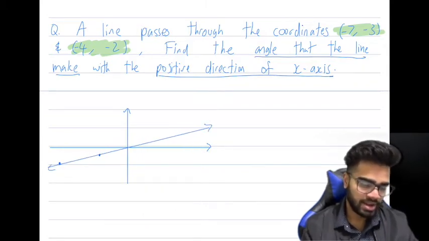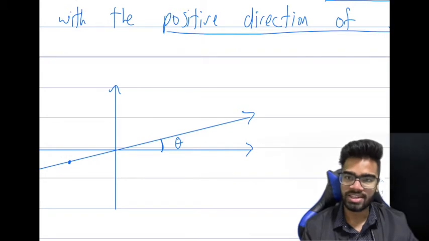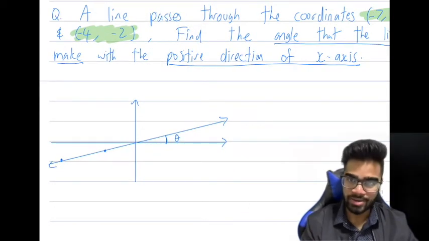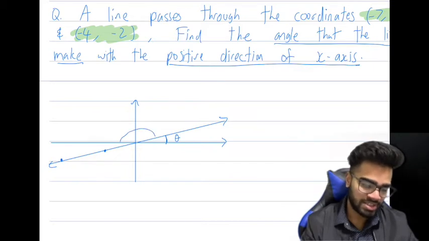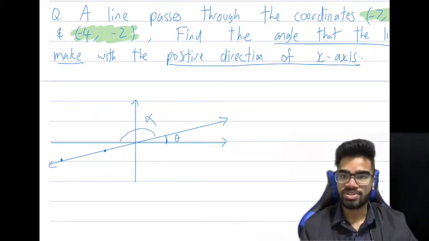So that's the line. And I want to know the angle that this line makes with the positive direction of the x-axis. So this angle here, theta. Positive direction means the right. So you have 2 angles that it makes with the x-axis. One is this massive obtuse angle, which is alpha. And the one on the right is theta, which is the positive direction.